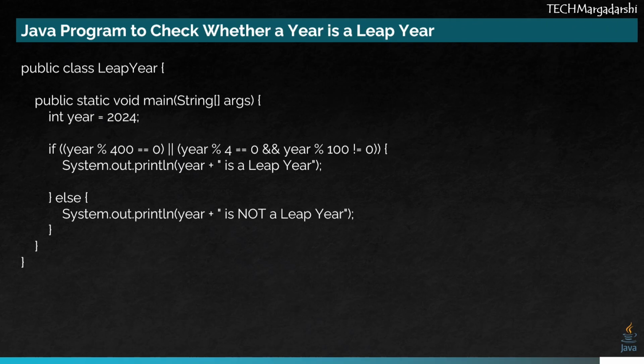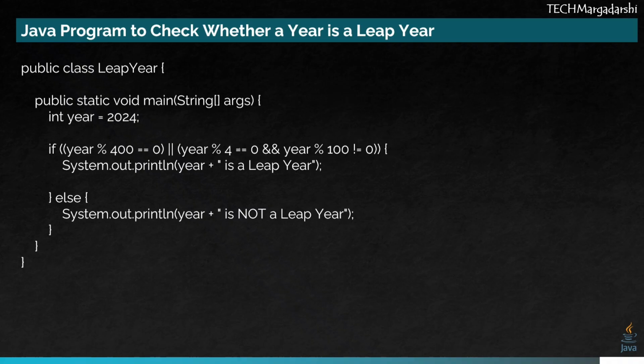Let's understand how to check whether a year is a leap year in Java. First, we declare an integer variable called year and assign it the value 2024. A leap year follows three simple rules. If the year is divisible by 400, it is always a leap year. If it is divisible by 4 but not divisible by 100, it is also a leap year. Otherwise, it is not a leap year.